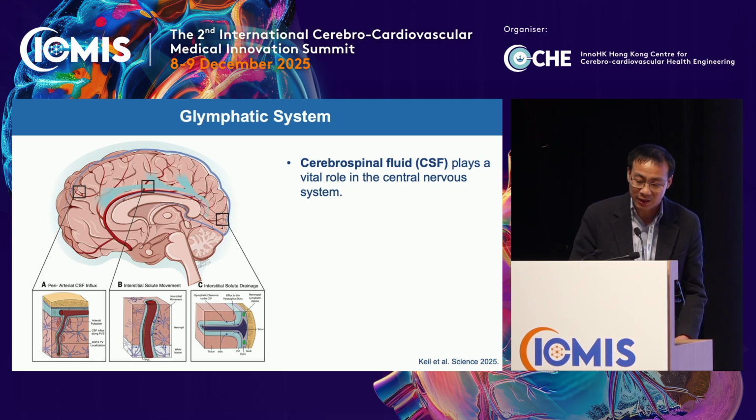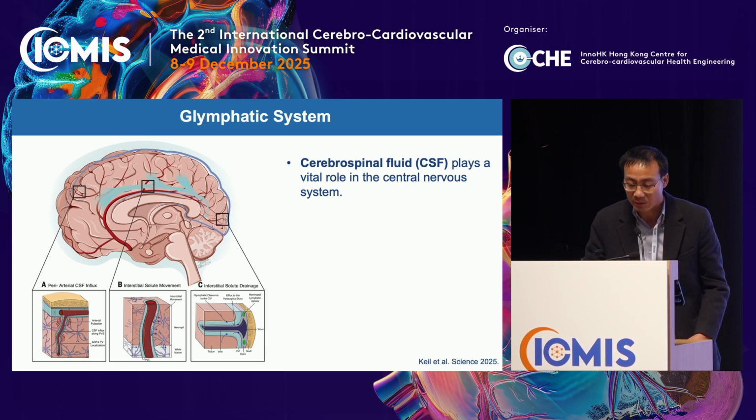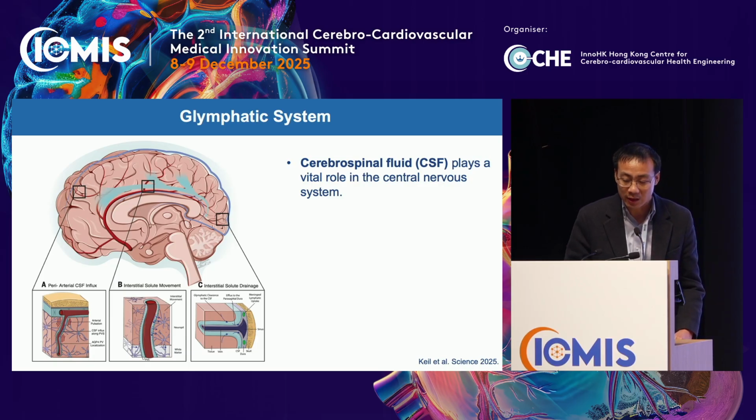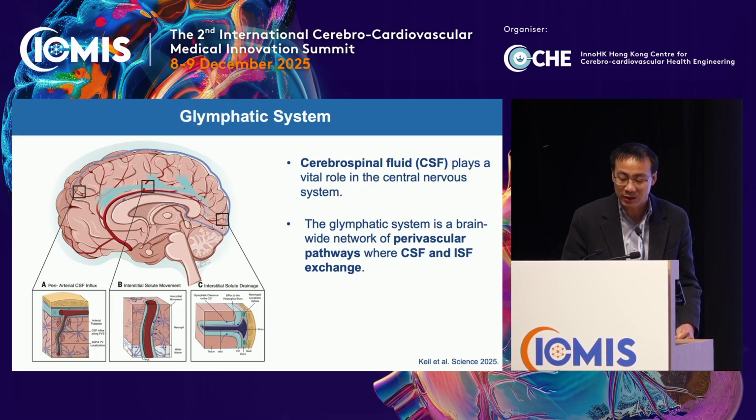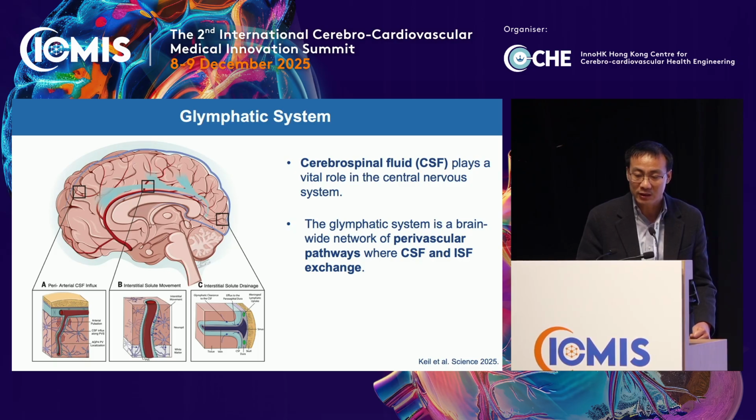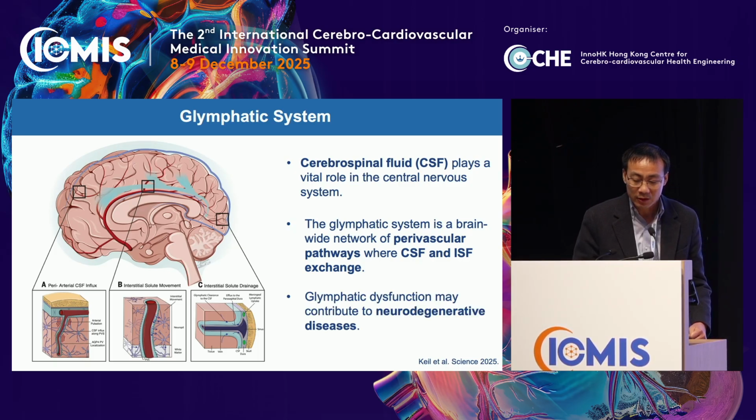But recently, the discovery of the glymphatic system completely changed the overview of the CSF function in the brain. The glymphatic system describes the CSF and interstitial flow, ISF, exchange process, and this process is considered to wash out the waste in the brain. Therefore, it's really critical related to neurodegenerative diseases. After the discovery of the glymphatic system, the neuroscience community gained lots of interest.